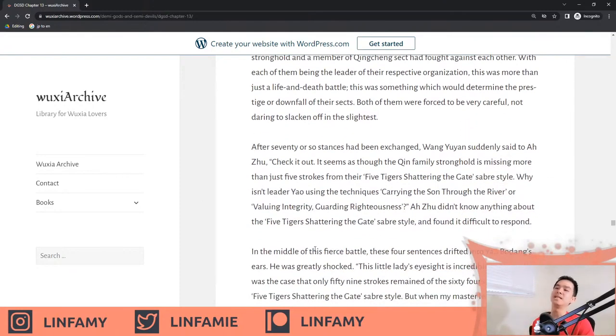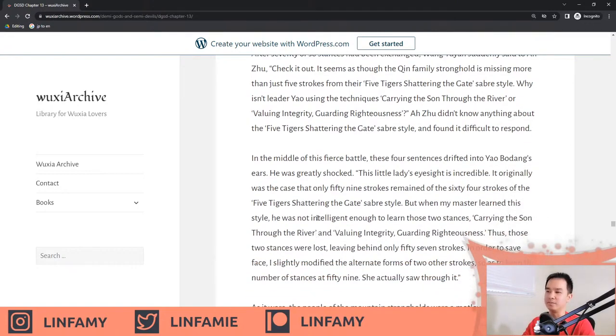After 70 or so stances had been exchanged, Wang Yuyan suddenly said to Aju, "Check it out. It seems as though the Qin family stronghold is missing more than just 5 strokes from their 5 tigers shattering the gate saber style. Why isn't Leader Yao using the techniques carrying the sun through the river or valuing integrity, guarding righteousness?" Aju didn't know anything about the 5 tigers shattering the gate saber style and found it difficult to respond.